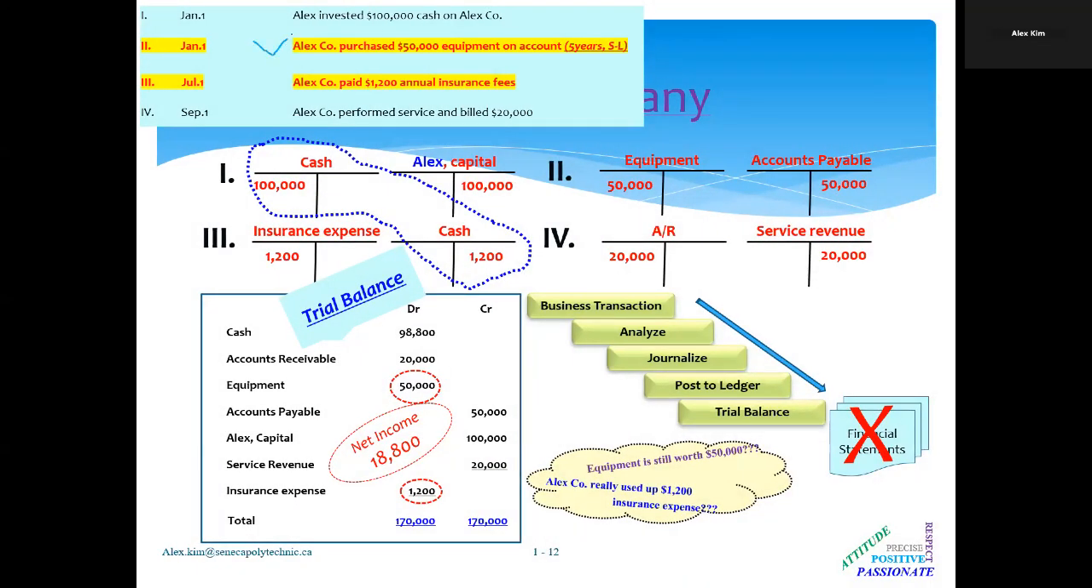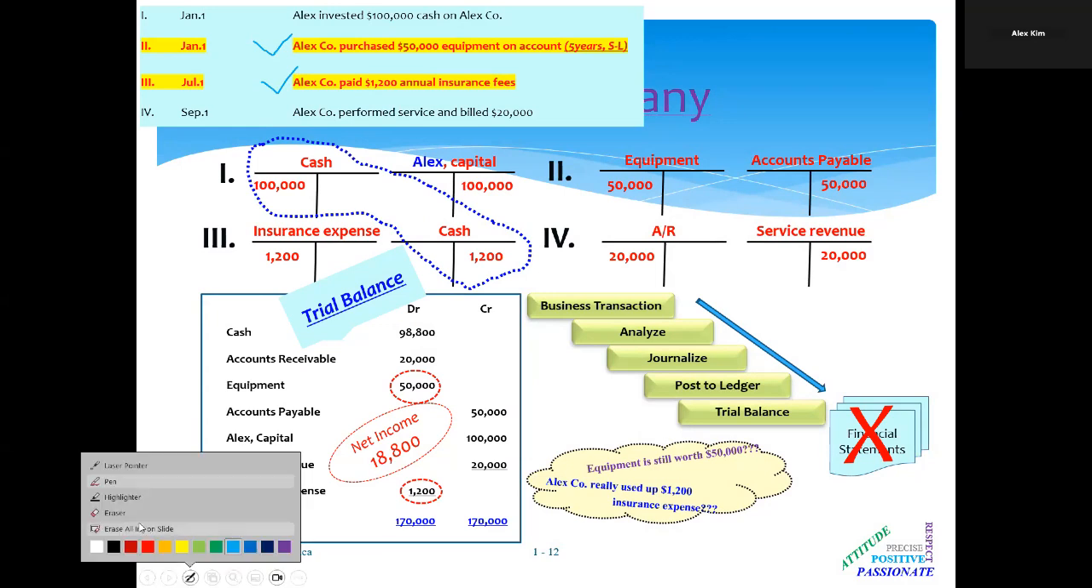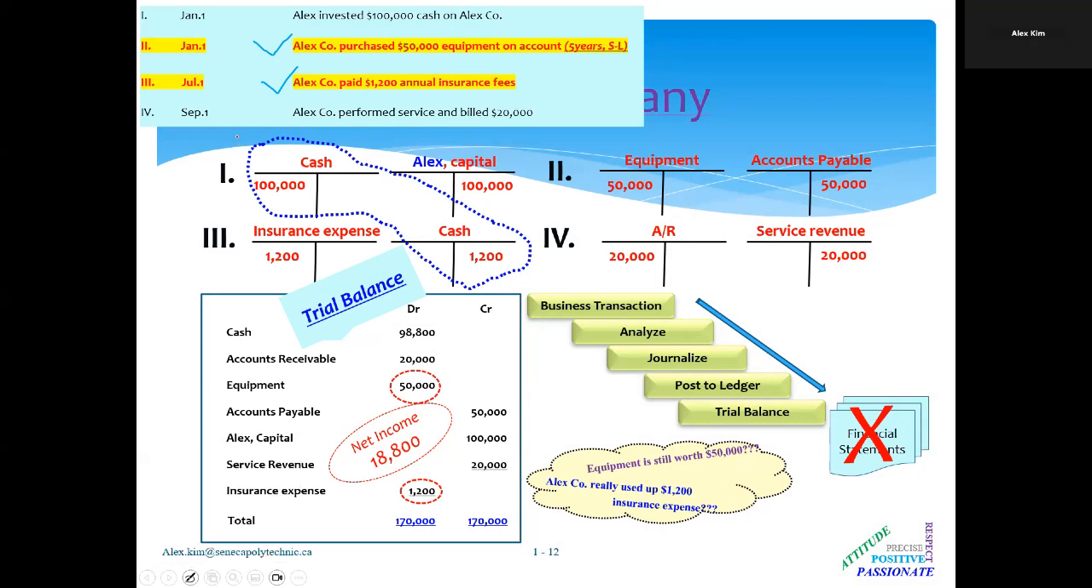But some numbers from the first version of the trial balance do not represent the real value of each account. Not accurate enough, not correct enough. Like equipment, and insurance expense for a one-year policy. So this is not accurate enough. We are not ready.